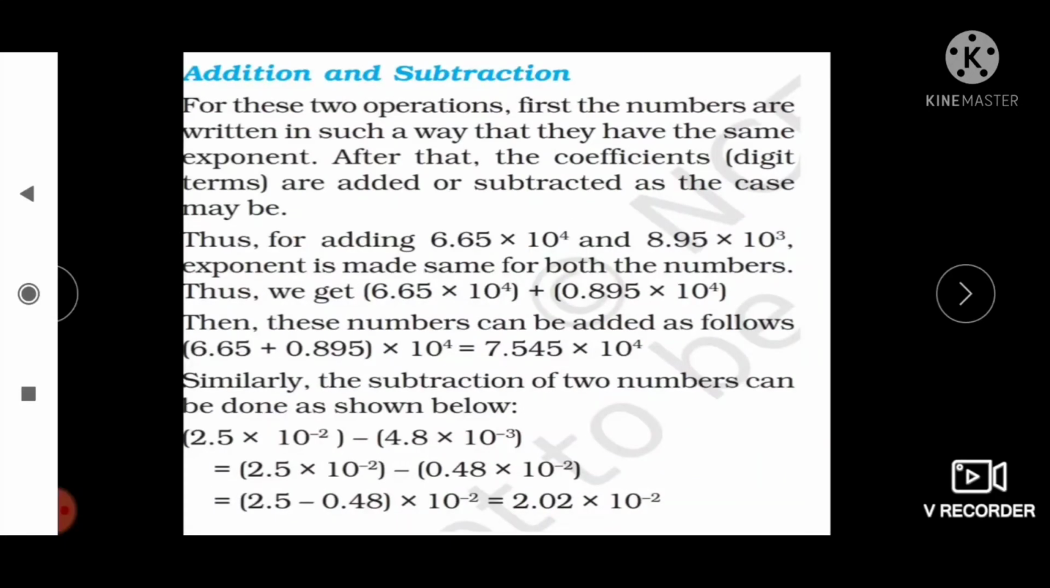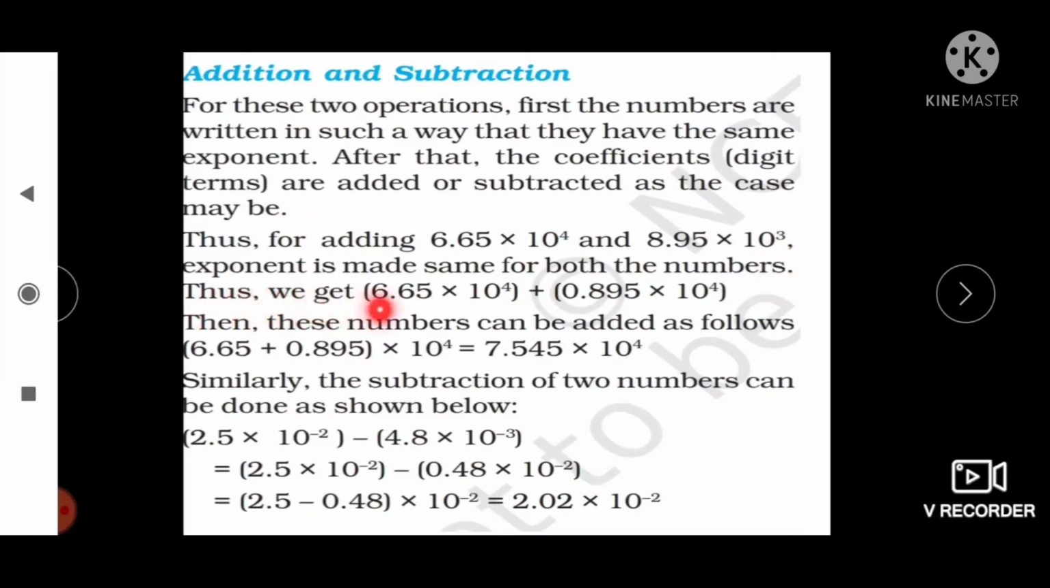Next is addition and subtraction in scientific notation. For these operations, first the numbers are written in such a way that they have the same exponents. So we have to make the exponents the same. After that, the coefficients are added or subtracted as the case may be. Thus, for adding 6.65 times 10 raised to 4 and 8.95 times 10 raised to 3, the exponent is made the same for both numbers. Here, the exponent for one is 4 and the other is 3. So, we have to make them the same.